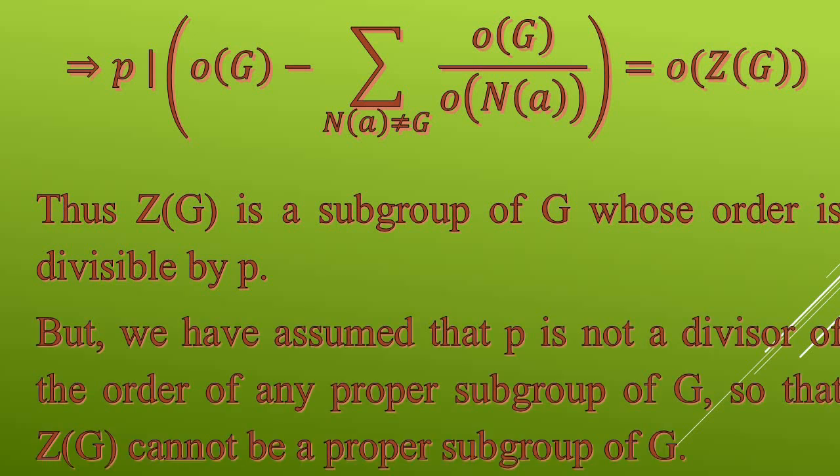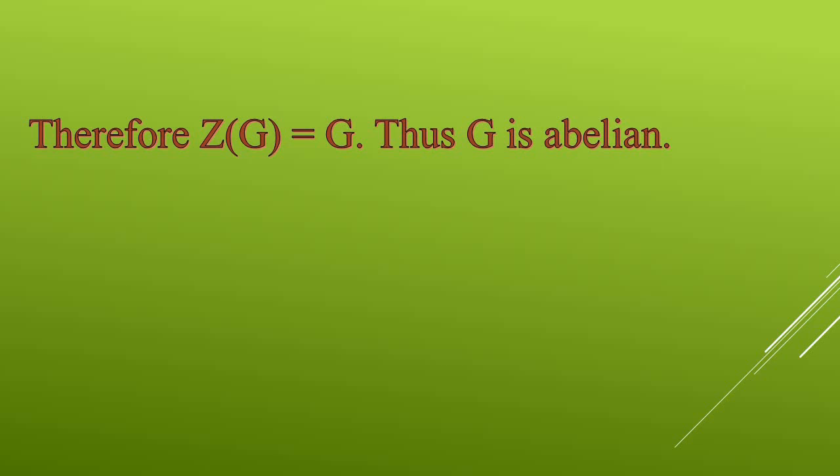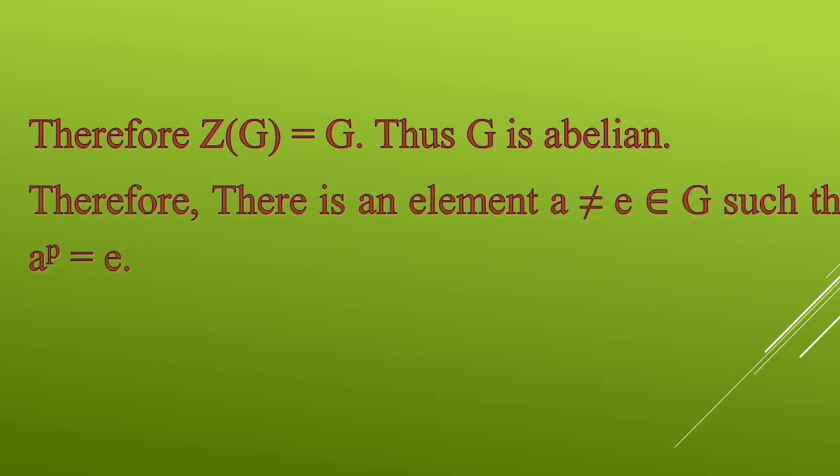But we have assumed that p is not a divisor of the order of any proper subgroup of G. So Z(G) cannot be a proper subgroup of G. That implies Z(G) equals G. Thus G is abelian, because we already know the result: Z(G) equals G means G is abelian. So then there exists an element a not equal to e in G such that a^p equals e. Hence proved the theorem.